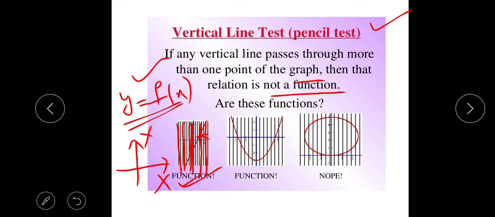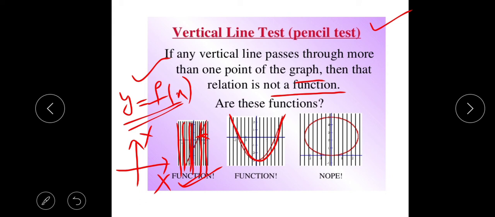So in the first example, the vertical line intersects our straight line at exactly one point. Therefore, this is a function. Now in the second example, you can see a curve. This is called a parabola, a parabolic curve. I want to check whether this parabola is a function or not.